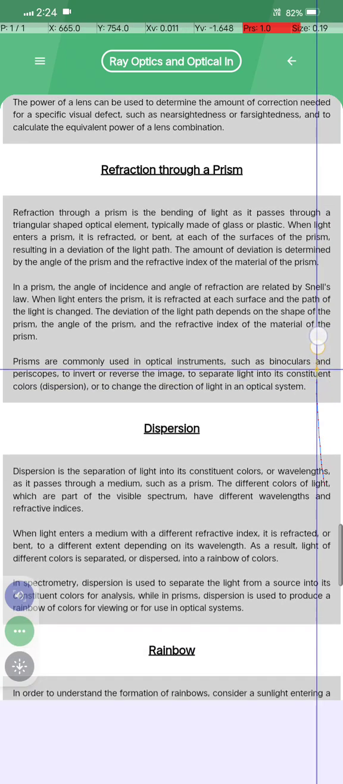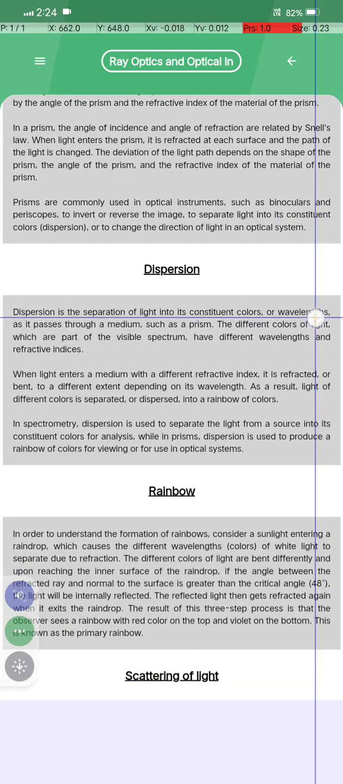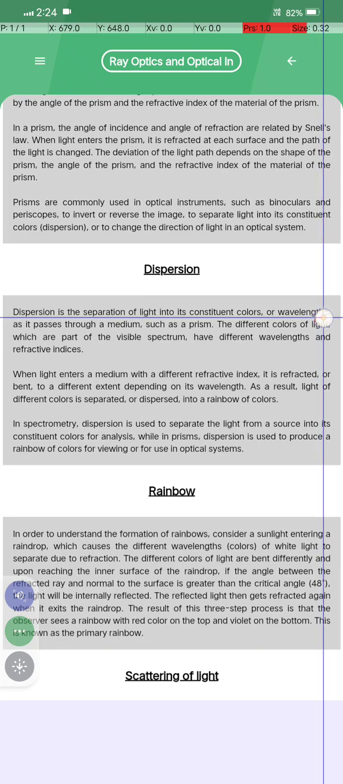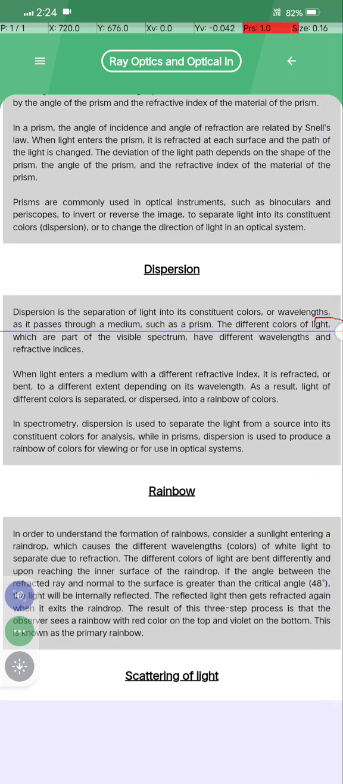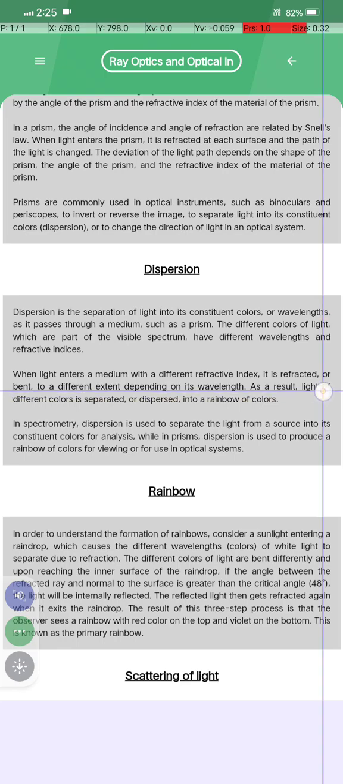Dispersion क्या है? Dispersion is the separation of light into its constituent colors or wavelengths as it passes through a medium such as a prism. Okay, and the different colors of light, which are part of the visible spectrum, have different wavelengths and different refractive indices. Okay, when light enters a medium with a different refractive index, it is refracted or bent to a different extent depending on the wavelength.